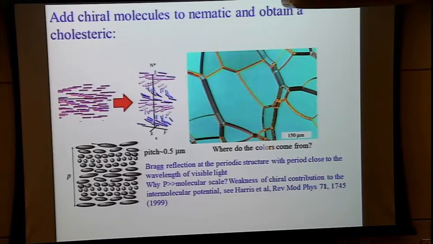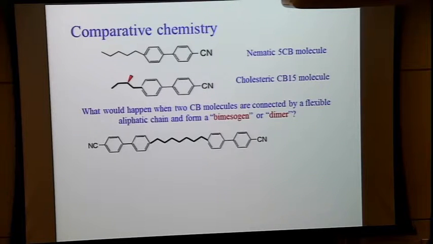Exactly. So it turns out that these chiral interactions are not that strong, but they're still capable of changing the structure. And since they are not that strong, the period of the twist is not comparable to the molecular scale. It is much larger, on the order of a few fractions of a micrometer. It's just an experimental fact. And because of that, you have a Bragg reflection on the stack of periodically changing molecules in space, and this gives rise to the colors.